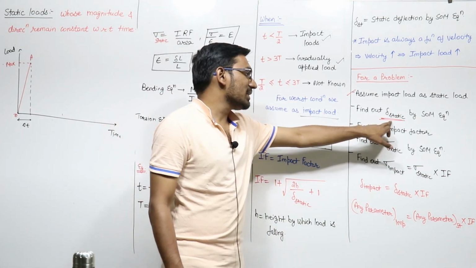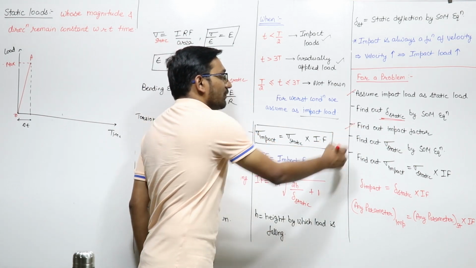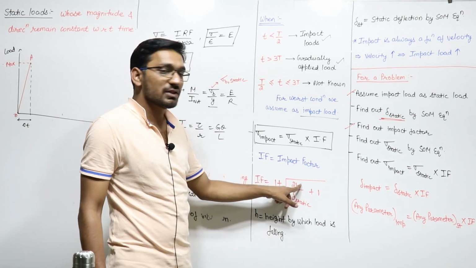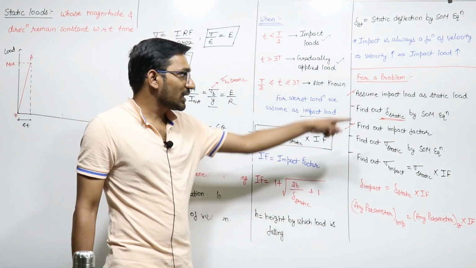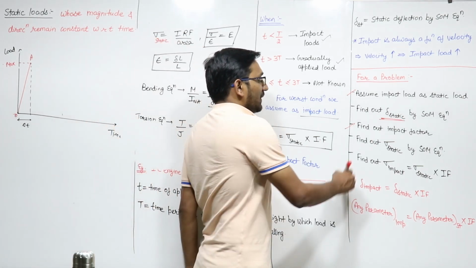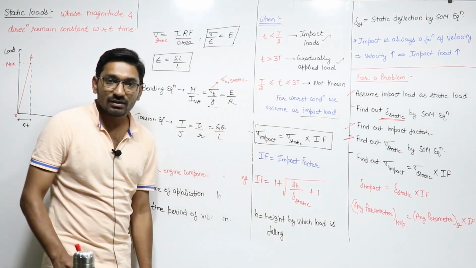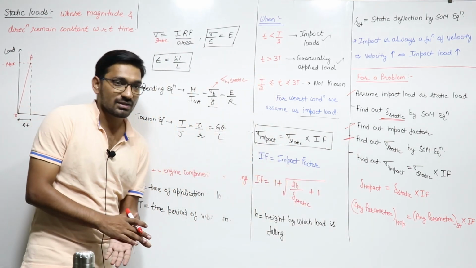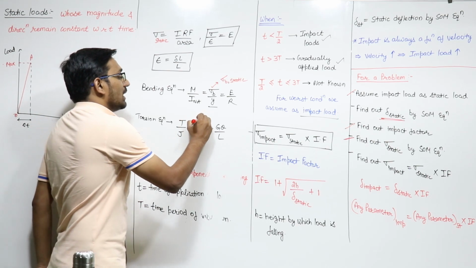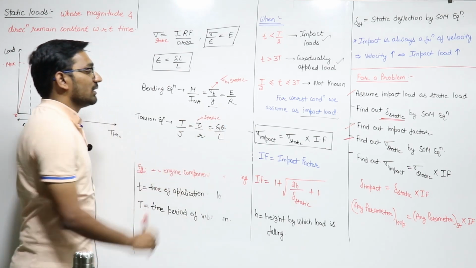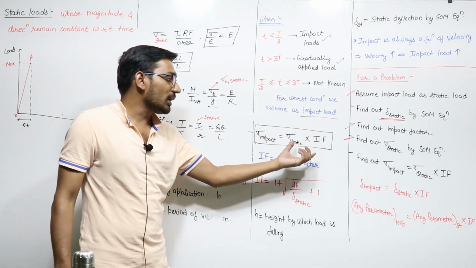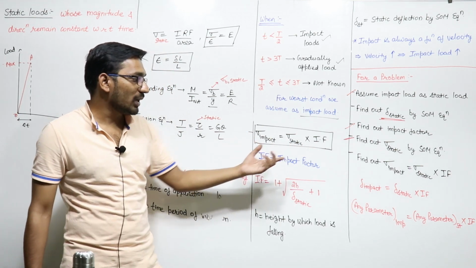If I calculate this delta static, then the next step is to find the impact factor. The impact factor is found from this equation; h is known to you, and delta static is calculated earlier, so the impact factor will come. Now after the impact factor, you have to calculate the sigma static, that is static stress, with the help of these SOM equations. If this sigma static is known and the impact factor is known, put them in this formula, and you will get the impact stress.